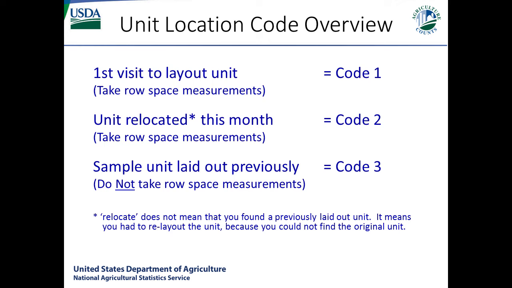The first Form B filled out for a given sample will have the unit location code equal 1 for each unit. Assuming the unit is found during the next visit, which should be most, if not all of the time, the unit location code will be 3 for that visit. Unit location 2 should only be used when the unit had to be laid out again because the original unit could not be found. This should be rare, assuming the unit was originally laid out and marked correctly and a sketch was written on the kit envelope.